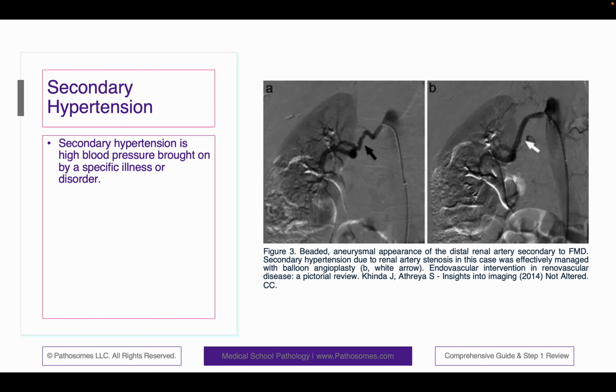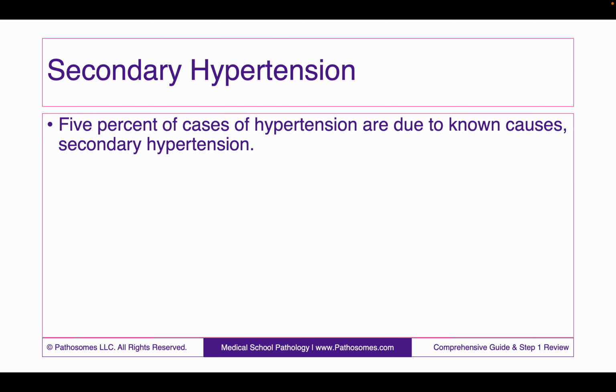Let's talk about secondary hypertension. What brings on secondary hypertension? What is that exactly? Secondary hypertension is high blood pressure brought on by a specific illness or disorder. We can see that in this image with this beaded aneurysmal appearance of the distal renal artery. Do you know what causes that? We're going to talk about it a bit more.